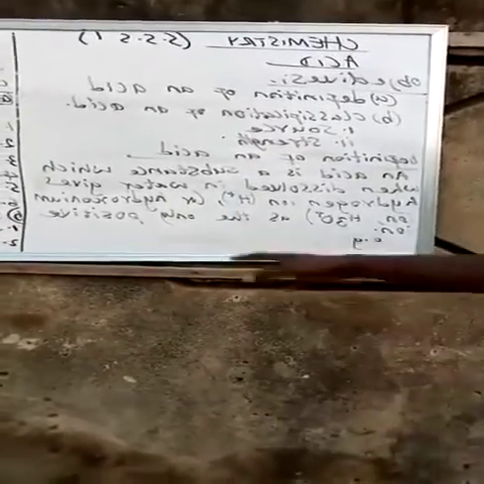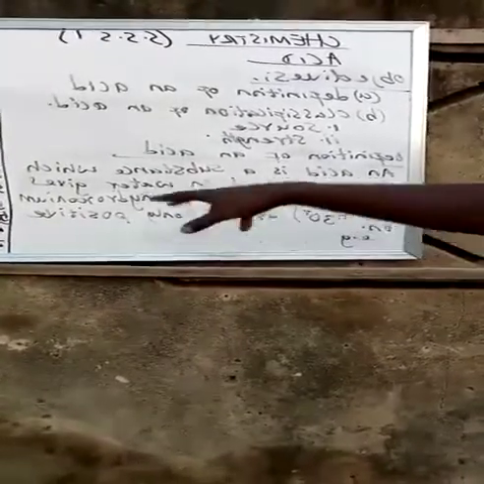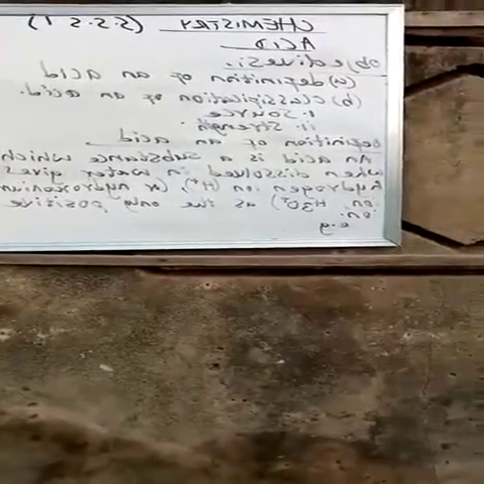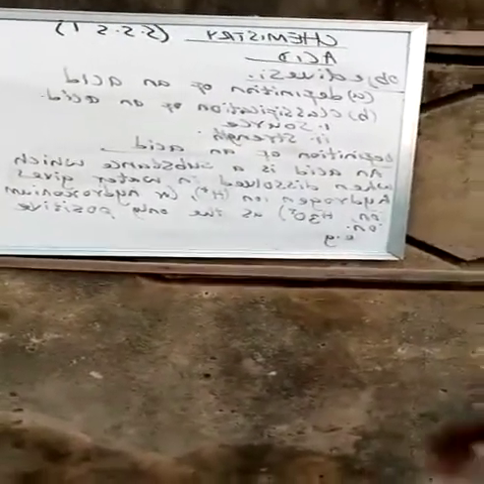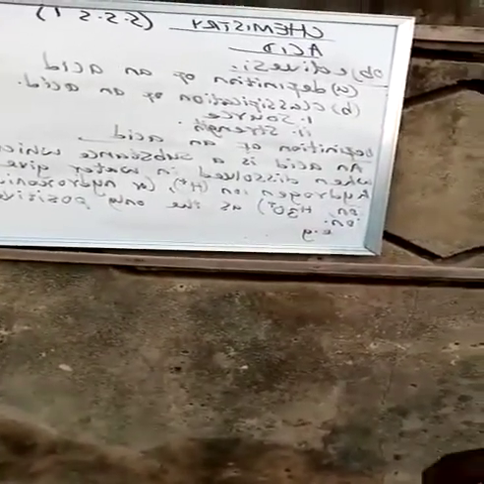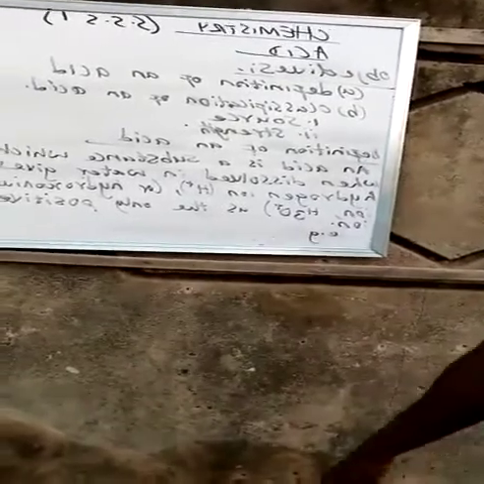An acid must always dissolve in water to give hydrogen ion as the only positive ion. Or we call it hydronium ion, as the only positive ion.